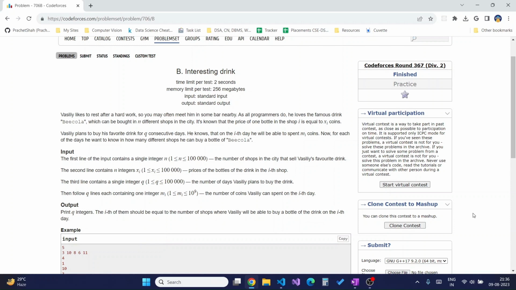So the input states that the first line is a single integer n, which is the number of shops in the city. The second line contains n integers, which are the prices of the bottles of drink in each shop. And the third line contains an integer q, which is the number of days he plans to buy the drink. Then there are q lines following, each with a number m, which is the number of coins he can spend that day. So we need to output the total number of shops where he can buy the bottle of drink from.